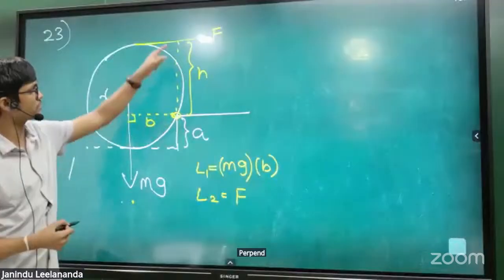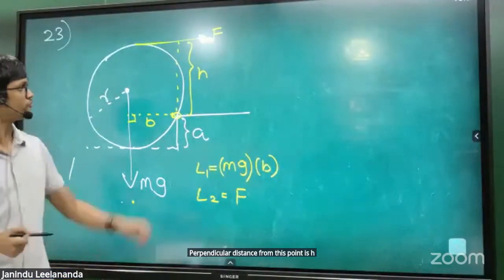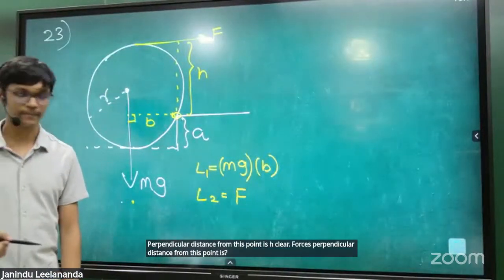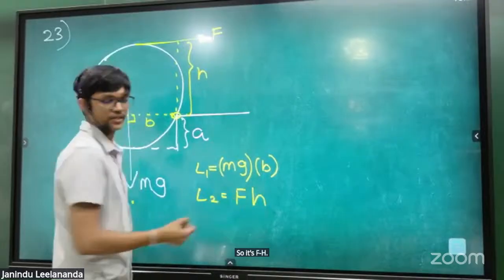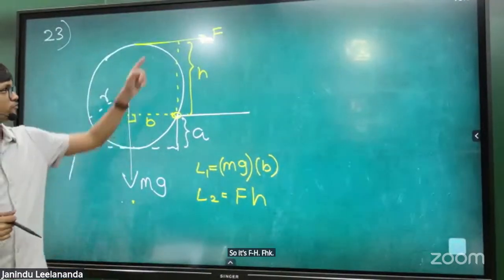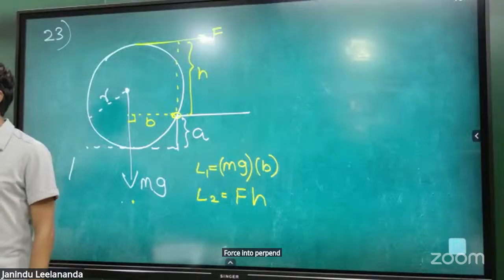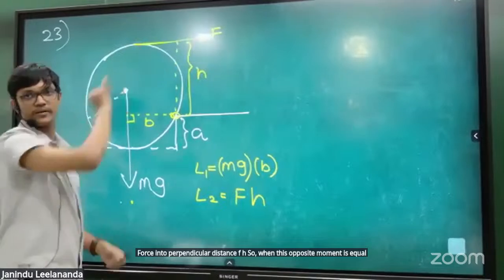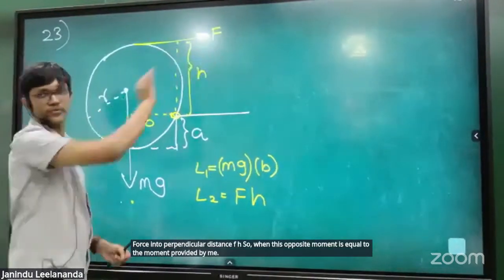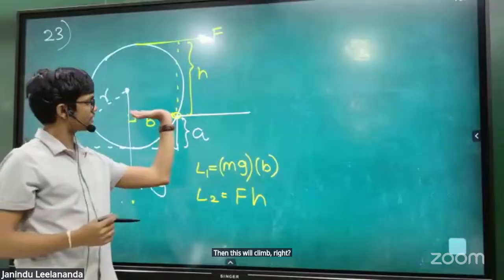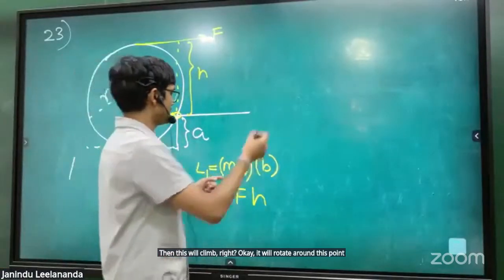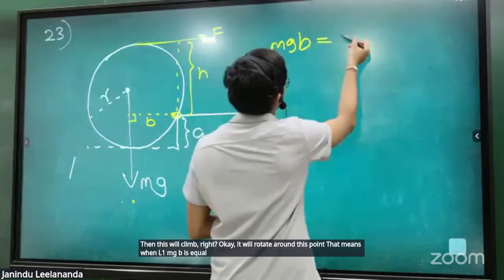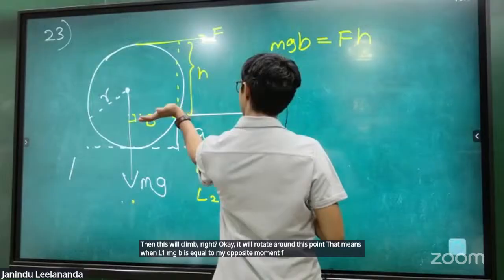Force is F. The perpendicular distance from this point is h, so the moment is F times h. When this opposite moment is equal to the moment provided by me, the wheel will rotate around this point. That means when the moment mgb is equal to my opposite moment Fh, I can climb this step.